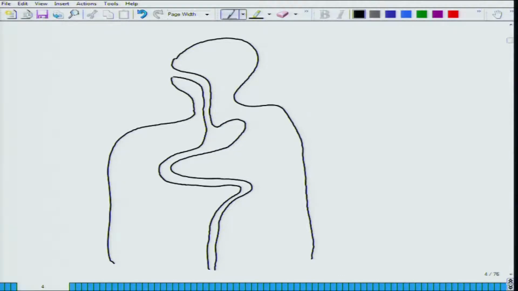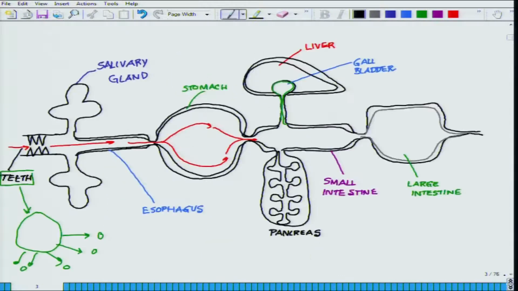Okay. So, this is the same structure which I just showed in the previous slide. So, this is what is happening. Food is entering from the mouth. Then there is a series of secretions taking place from the salivary gland. After that, the food moves through the esophagus, and then it moves into the stomach. In the stomach, it is exposed to a totally acidic environment.